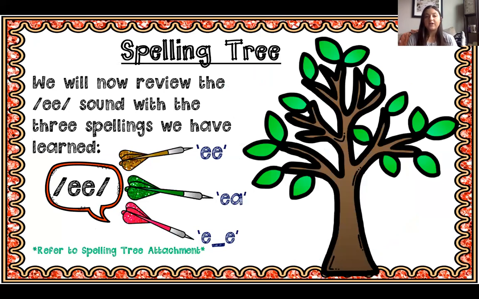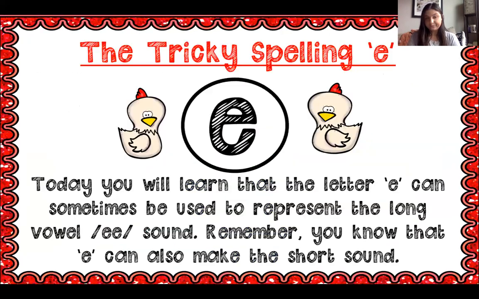And we're gonna go over a little bit of our spelling tree. This is all of our spelling tree that has the sound E. As you guys know, the sound stays the same. It's all E. It can be spelled different ways. It can be spelled with E-E, E-A, and E tricky E. Okay, so we're going to learn today that the letter E can sometimes be used to represent the sound E. So we've learned it has its short sound E, like egg, elephant, excellent, says that E sound, but we also know that E can say its own name, E.